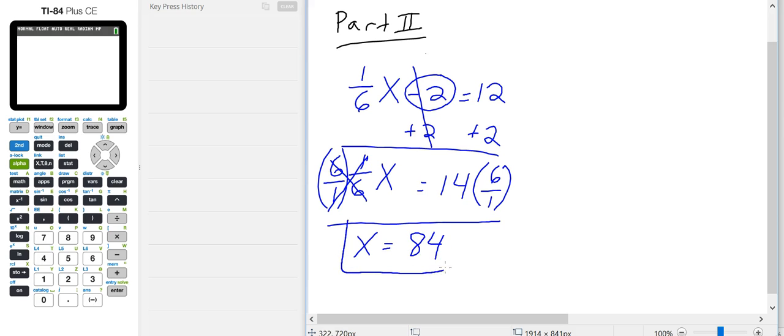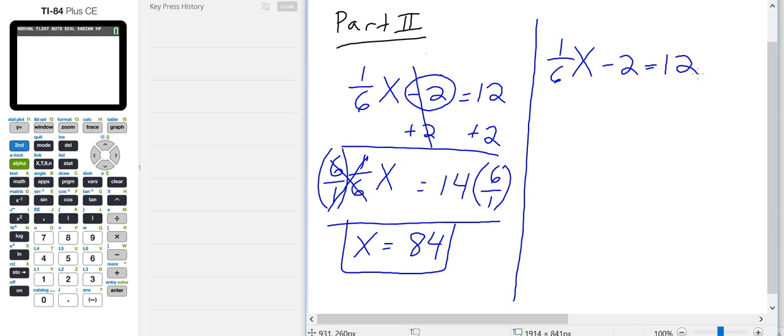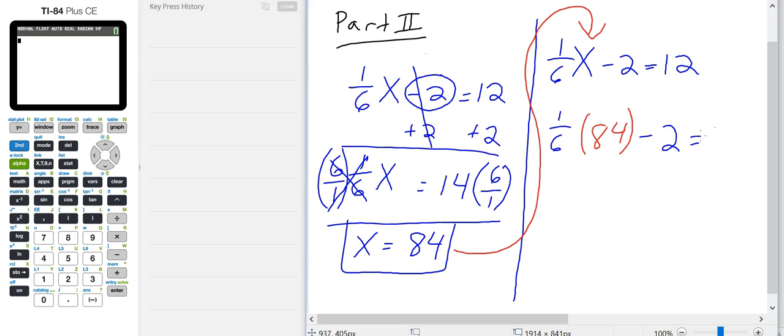Now let's see if we got it right. Let's plug it into the original equation and check it. The original equation was 1/6 of x minus 2 is equal to 12. And we're plugging in 84 for x. So we want to know, is 1/6 of 84 minus 2 going to give us 12? Let's see what 1/6 of 84 is.